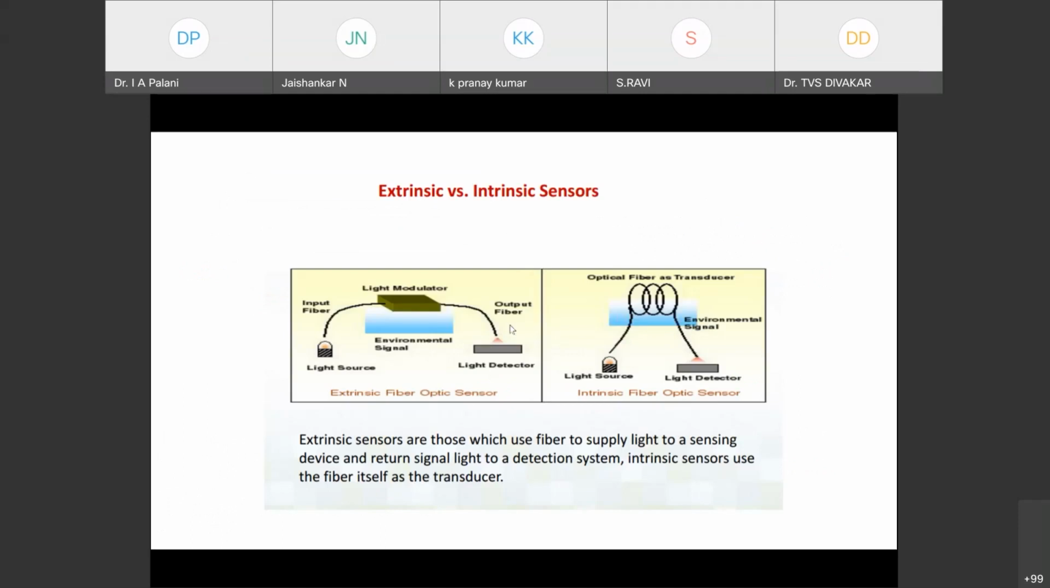In this case, this is your environmental signal, and this is your input through which a light source is being fed into it, and this is your light detector. This light detector will help me capture the signal. Now I have an environmental signal being applied to it, so I'm just giving a strain to it. When I apply a strain, based on the strain, you can detect the light.